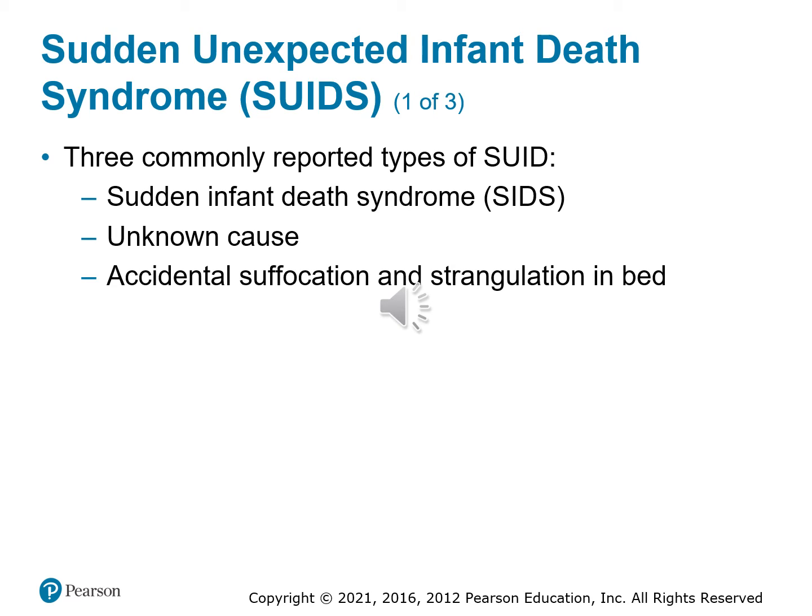Sudden unexpected infant death syndrome is a condition to which you may be called to respond. The most common types of SUID are sudden infant death syndrome, also known as SIDS, sometimes a completely unknown cause, even upon autopsy, nothing is found, and accidental suffocation and strangulation in a bed. And this can occur sometimes if you've got extra blankets, stuffed animals, pillows, and that in with a small child.